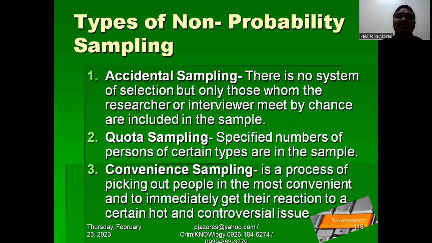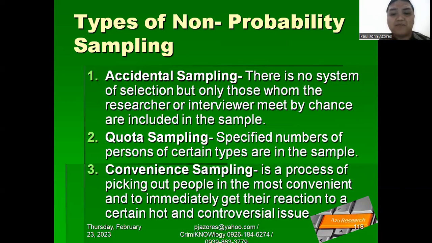While for non-probability sampling, accidental sampling is one. There is no system of selection, but only those whom the researcher or interviewer meets by chance. Include sa nakakasalubong mo, sino may nakasalamuha mo, pwede mo silang gawing sample. Quota sampling, a specific number of persons of certain types are in the sample. Halimbawa, kapag naka 100 ka, okay na yung study mo.